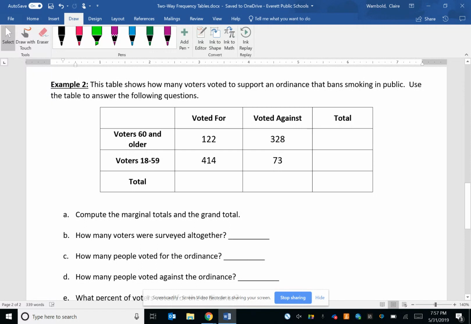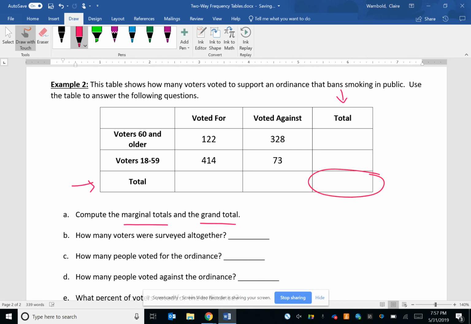It shows how many voters voted to support an ordinance that bans smoking in public. And so we're going to use the table to answer the following questions. So the first step, it says compute the marginal totals and the grand total. So those are the row and column totals, and of course the grand total that we talked about in example 1. So right now, I think you should pause the video to fill in this table and check back in once you've got it done.